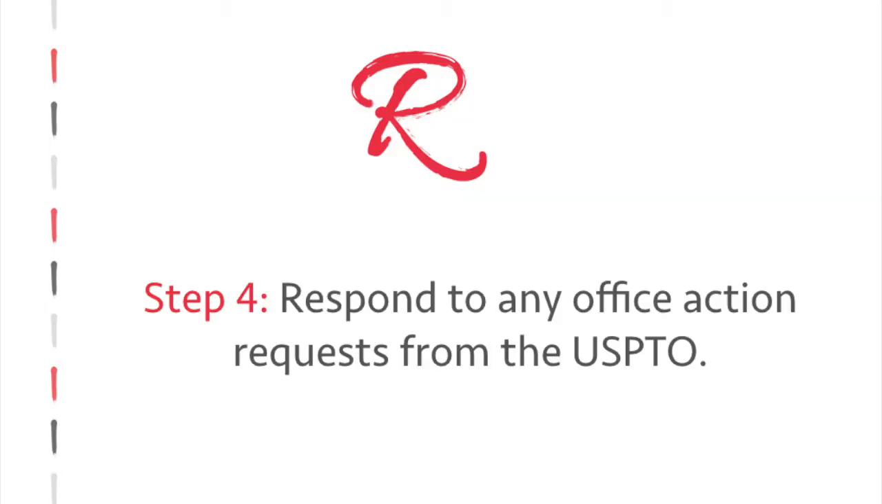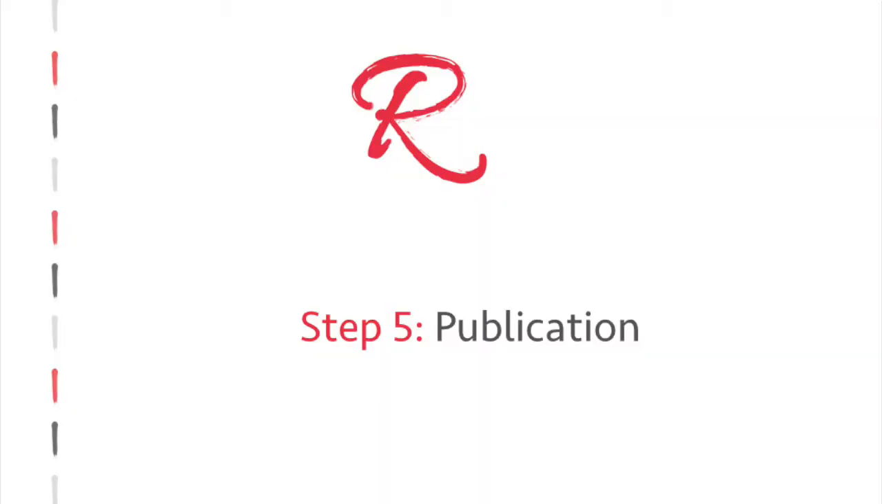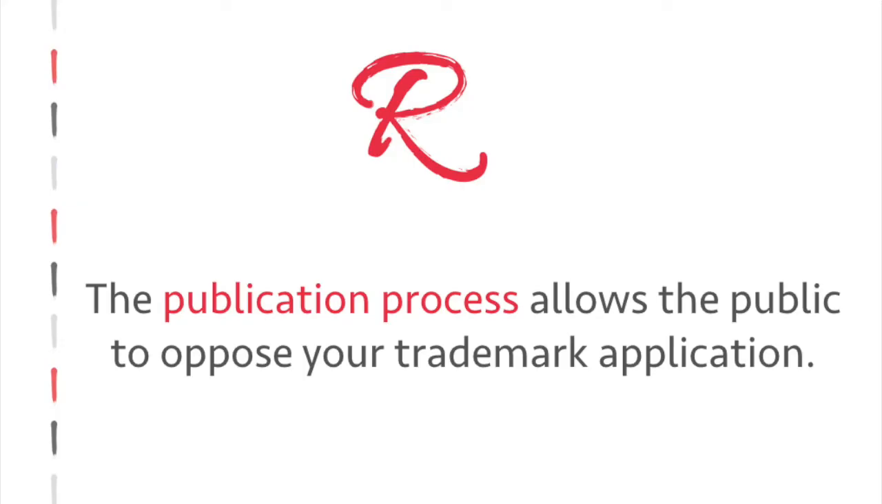Now, the office action part, once you've gotten past that, so you've responded to the office action, you've gotten the USPTO to approve your application, maybe you made some slight edits to the application to get it through, or you may have agreed to a disclaimer or something along those lines to get your application through, then your application gets approved by the examining attorney from the USPTO and moves on to publication. So the purpose of the publication process is to allow the public to oppose your trademark application. Now, it's not actually as bad as it sounds.